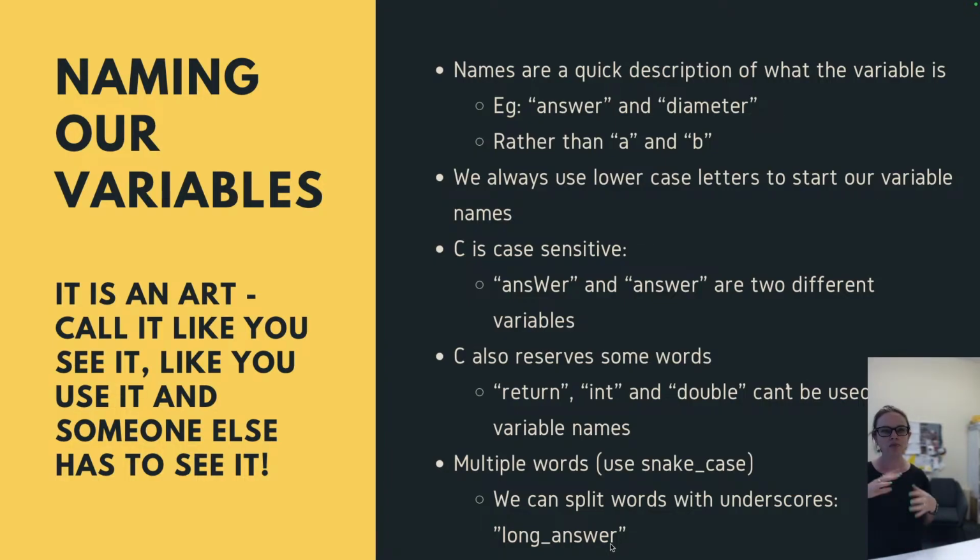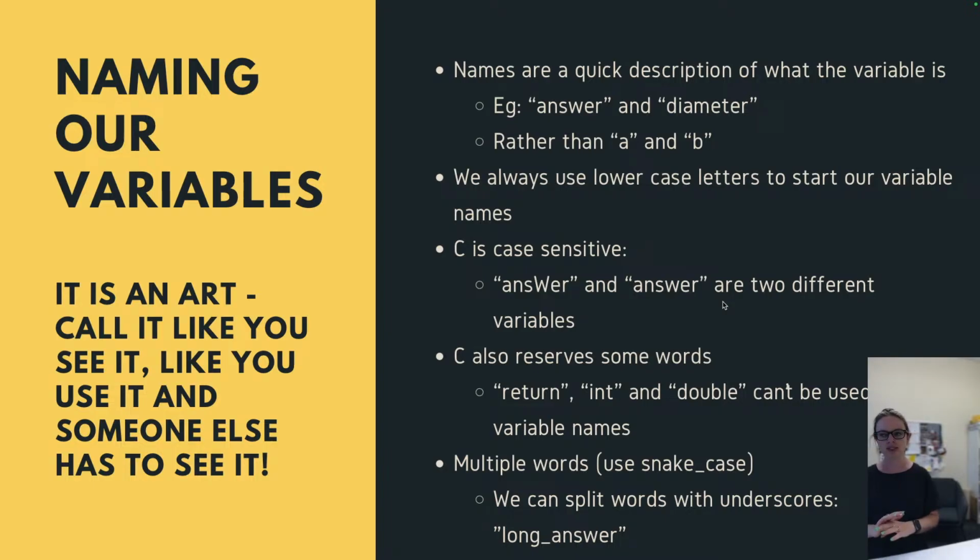But if I've got a program that's written with nice variable names, where things are descriptive as to what they do, it makes it much easier for me as a human to interpret what's going on in a particular program. So we really want to name things answer, diameter, things like that, instead of A or B or test 1, test 2, test 3. We always use lowercase letters to start our variable names, and C is case sensitive, and that means that things like answer and answer with a capital are 2 different variables.